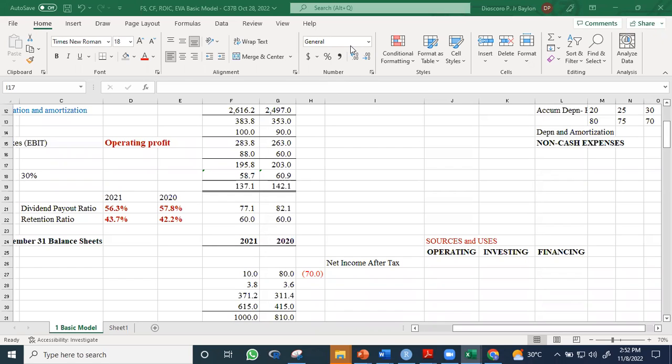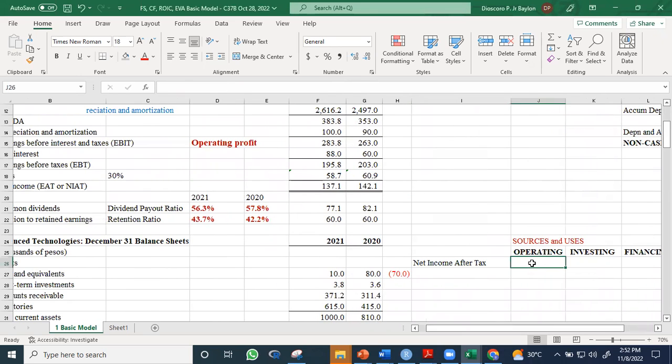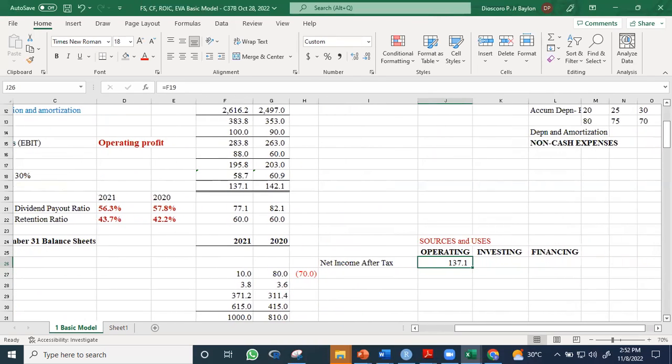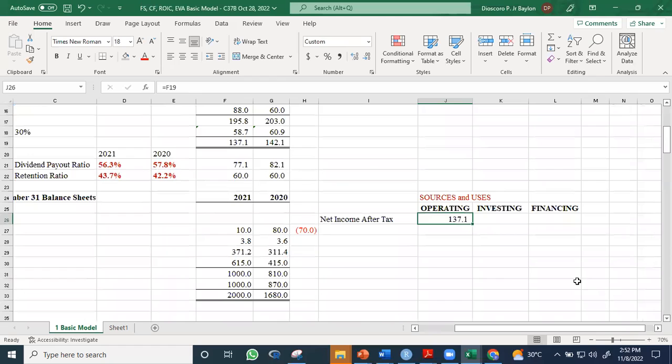Yeah, I think all of you answered O, and you're correct. So the net income after tax, which you will be getting from the income statement, should fall under operating. Okay, so I'm going to copy this. Okay, 137.1. All right. Okay, so that's the first item.